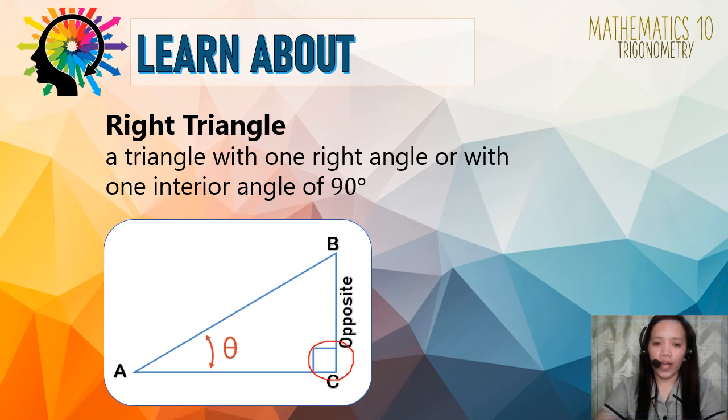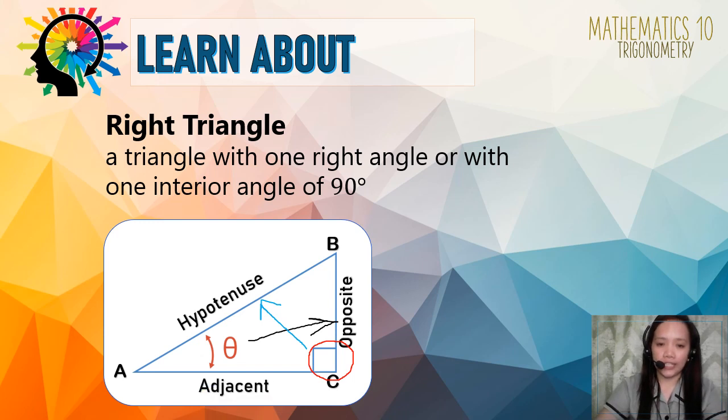First, we have our opposite side. How would you know that the side is considered opposite? If it is opposite to the given theta. Next, we have the hypotenuse side. The hypotenuse is considered the longest side, or it is the side opposite to the 90-degree angle. And lastly, we have our adjacent side.